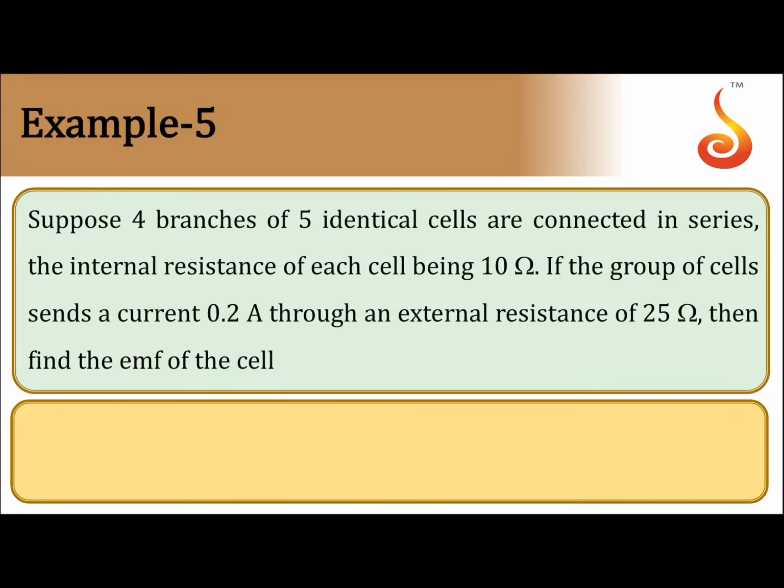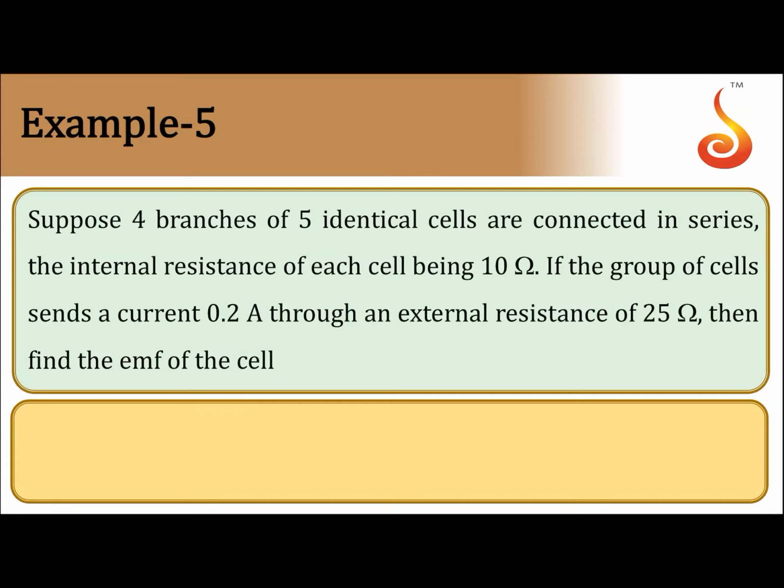Example number 5. Suppose 4 branches of 5 identical cells are connected in series, the internal resistance of each cell being 10 ohm. If the group of cells sends a current of 0.2 ampere through an external resistance of 25 ohm, then find the EMF of the cell.